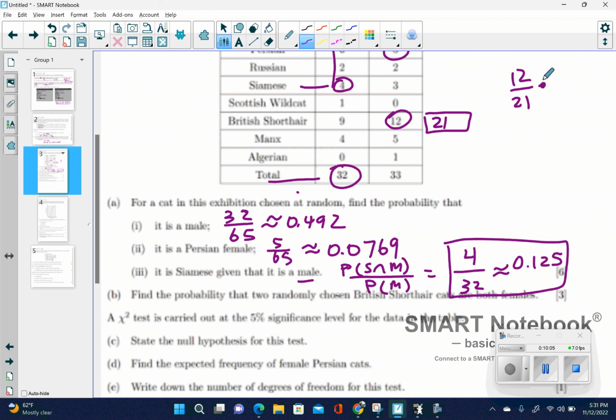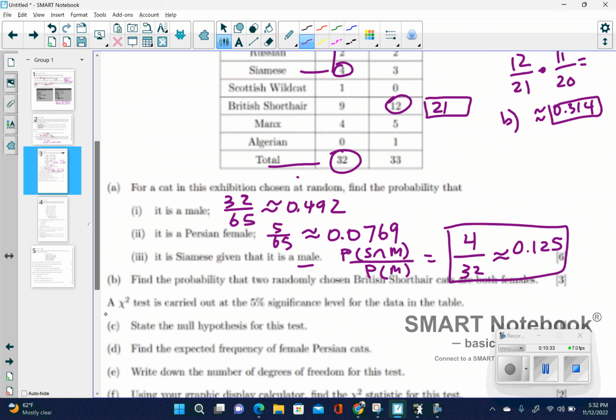And if one of them was already chosen, right, because it says randomly chosen, both of them are females. So one of them was already chosen. So now there are 20 left, right? And 12 minus 1 gives us 11. So all we have to do is multiply top, top, bottom, bottom. And when you do that, this gives you about 0.314. Okay, so that is the answer for part B.